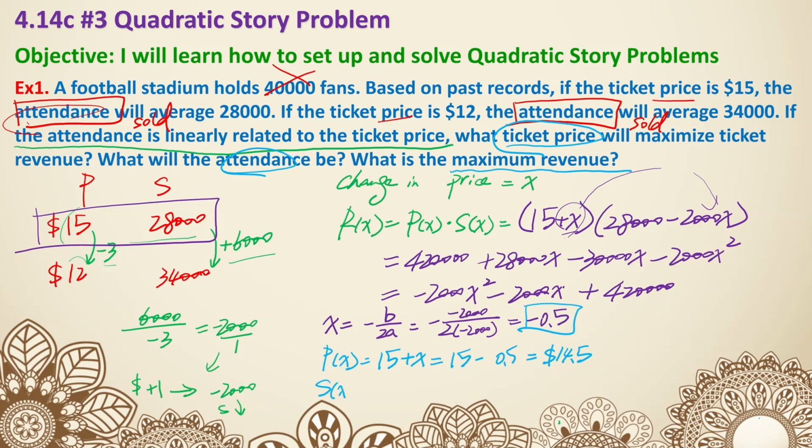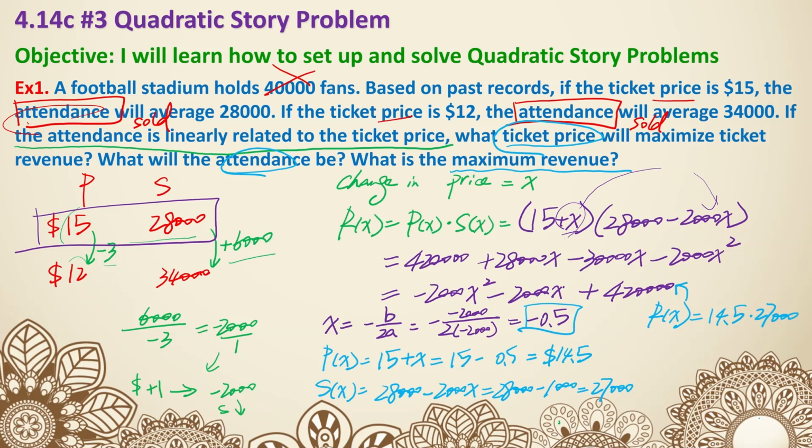Next, S of x. That is going to be 28,000 minus 2,000x. So it's going to be 28,000 minus 2,000 times 0.5, which is 1,000, which means our tickets sold is going to be 27,000. Then to find the R of x, you have two options. You can either plug in negative 0.5 into the original function, which is right here, or you can just use the 14.5 times the 27,000.